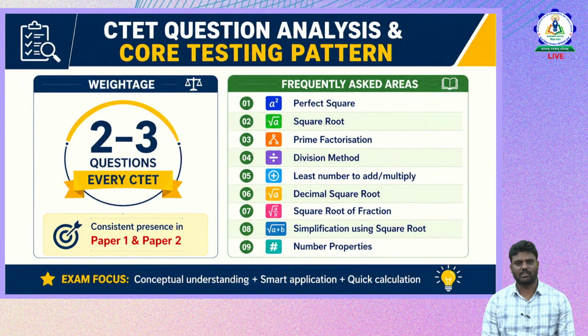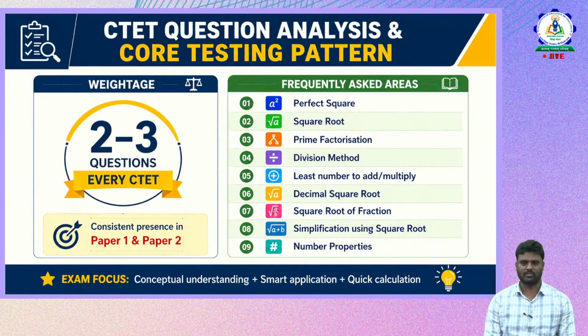If you observe the previous question papers of the CTET, from this concept particularly, they are asking 2 to 3 questions every year in Paper 1 and Paper 2. That is the weightage they are giving for this chapter. They ask 2 to 3 questions based on these concepts.